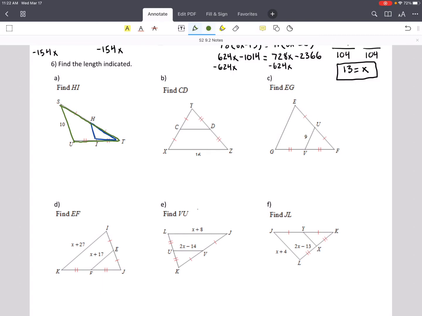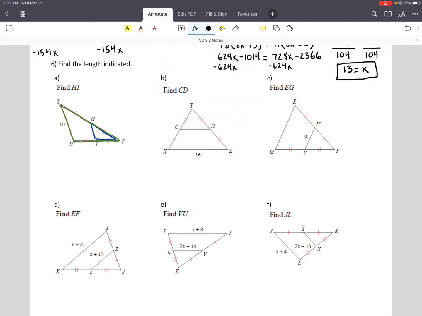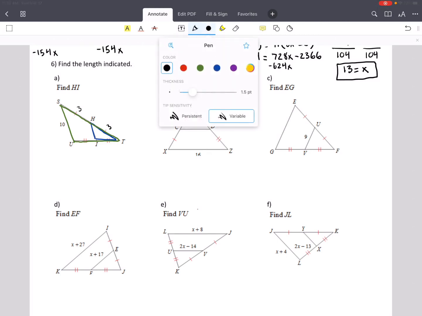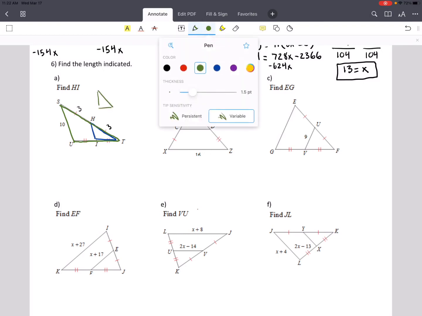What I want you to notice are these little congruent markings that we have going on. And so let's say that this segment HI was 3. Well, based on the congruent marking, that makes SH also 3. Which means if I was to draw them out separately, we're actually going to start with the big one, and then go to the small one.